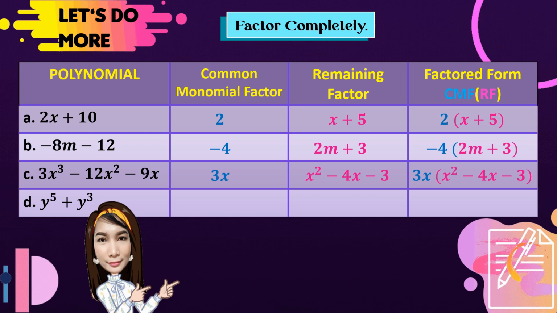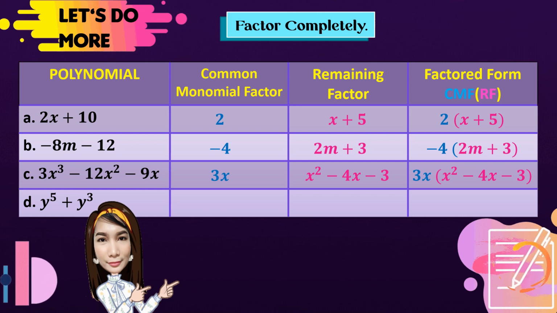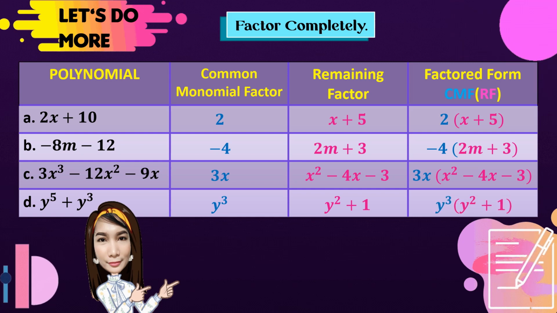4x minus 3. For the last, y raised to 5 plus y cubed. So as you can see, we have no coefficient there to factor. So let's have the variable y, and the lowest exponent is 3. So we have y cubed. So for the remaining factor, we can apply the quotient rule. We just subtract the exponents. So y raised to 5 divided by y cubed, we have y squared. And y cubed divided by y cubed, we have positive 1. So for the factored form, we can write y cubed times the quantity of y squared plus 1.